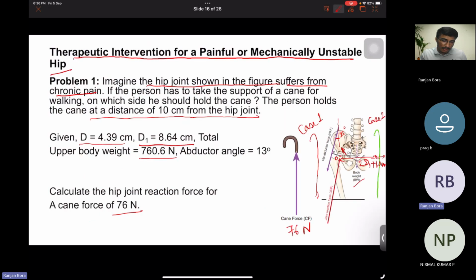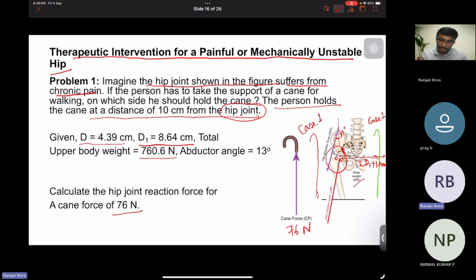See, in the question, it is given that the person holds the cane at a distance of 10 centimeter from the hip joint. So if he takes the cane on the right side, he holds the cane 10 centimeter from his right side hip joint. If he holds the cane on his left side, he holds it at a distance of 10 centimeter from the left side hip joint. We are only concerned about this affected hip joint, which is the right side hip joint shown in this figure. That's why we are drawing the free body diagram with respect to this right side hip joint.